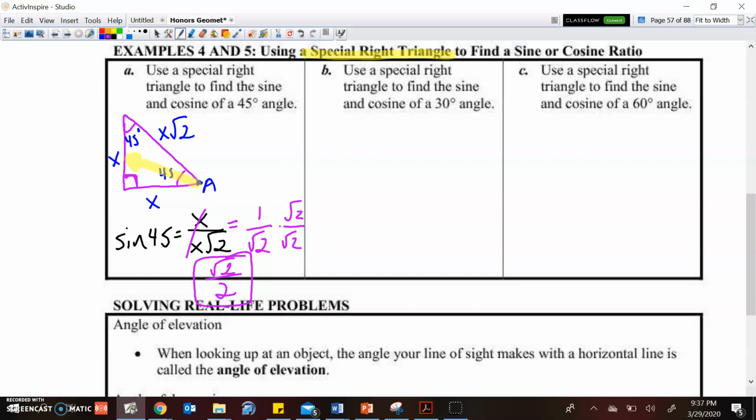So we're using special right triangles to find a sine or cosine ratio. Okay, so the ratio there is square root of 2 over 2. Let's try it with a... oh, we didn't do, find the sine and cosine.